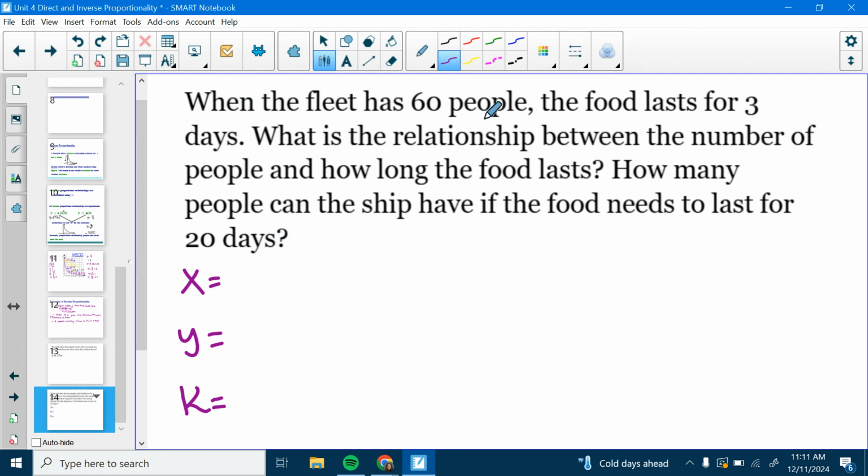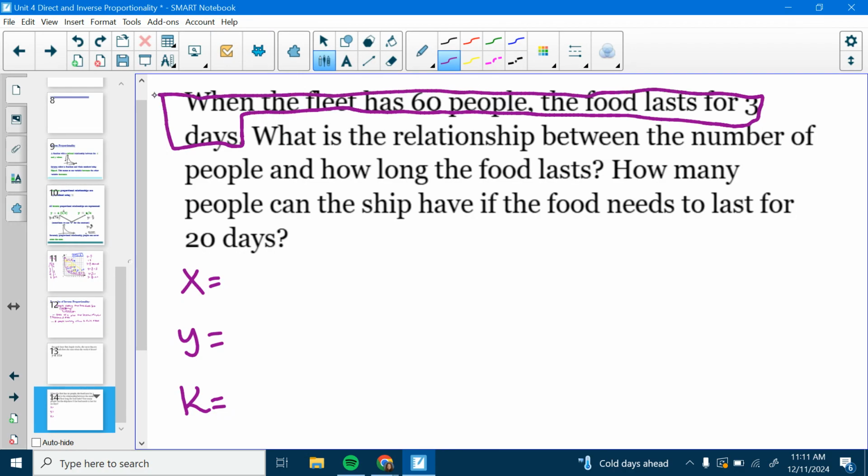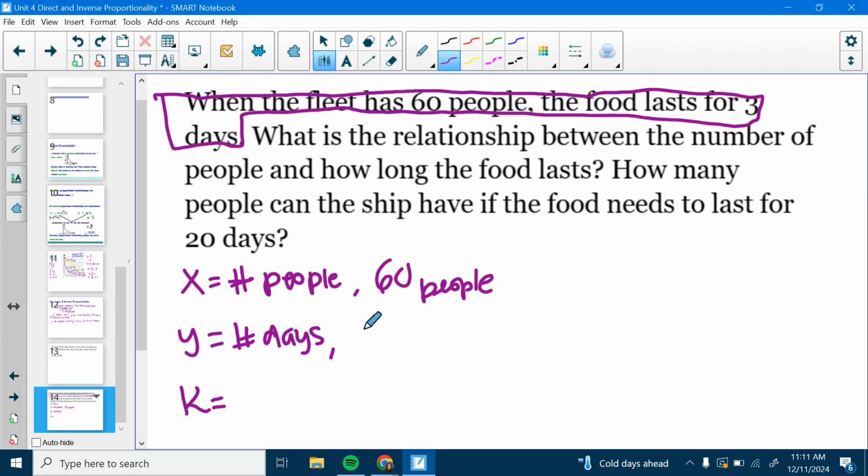It says, when the fleet has 60 people, the food lasts for 3 days. What I like about this first sentence is that it tells me the relationship. It tells me that when I have 60 people, it's lasting for 3 days. So I have both a dependent and an independent variable. It sounds like the number of days is what's going to change depending on how many people we put on board. So the number of people is what we control or is independent, and it happens to be 60 people. The number of days is what changes, and it looks like we have 3 days. We don't know what our constant is, so that's what we're going to figure out.